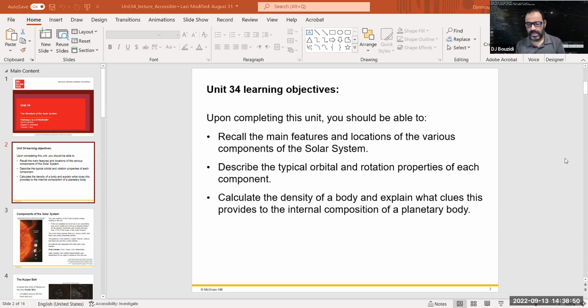Then you have the planets, and the planets are divided into 2 different kinds: rocky planets, like the Earth, Mars, Venus, and Mercury.